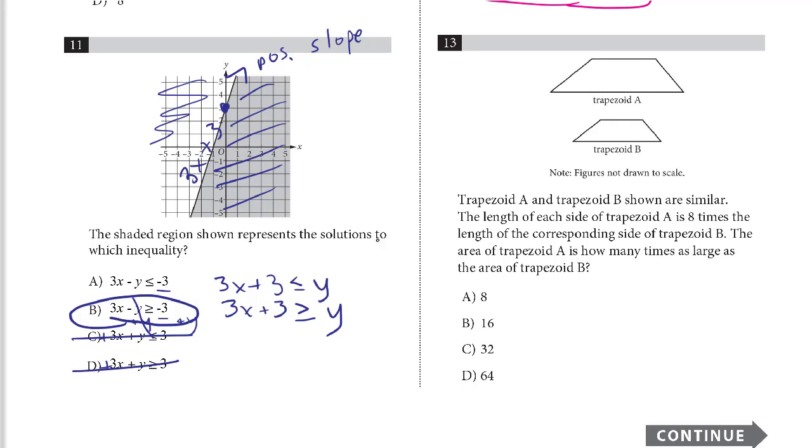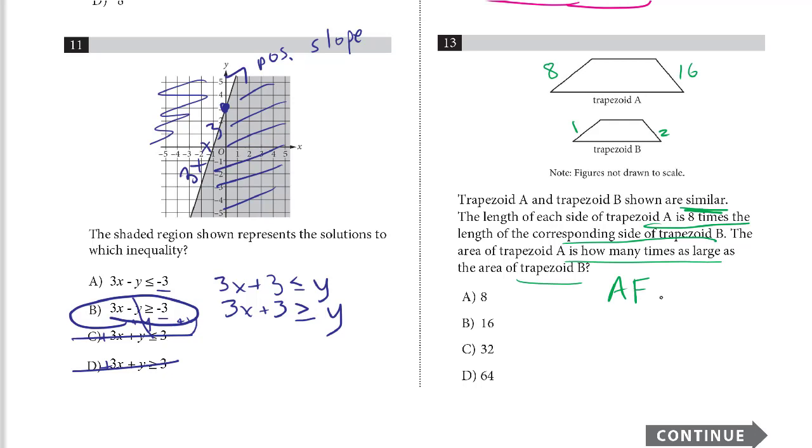Okay, trapezoid A and trapezoid B. They're similar. Okay, that means they have the same interior angles and they have proportional sides. They tell us A is 8 times the length of every side of B. So if that were 1, that would be 8. If that were 2, that would be 16, and so on and so forth, right? The area of A is how many times as large as the area of B?